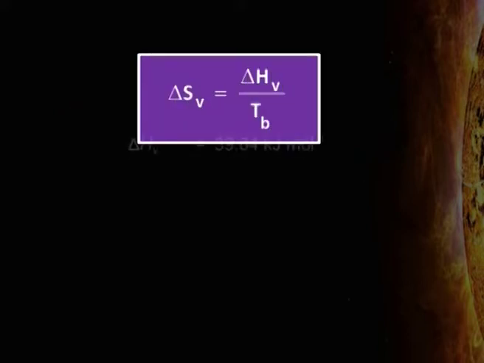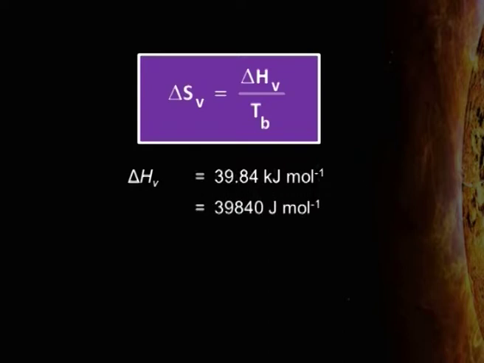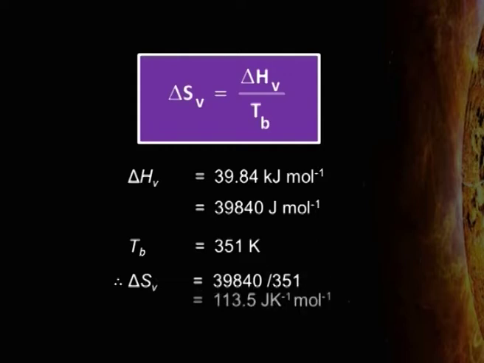In the problem, delta HV is given to be equal to 39.84 kilojoules per mole, which will be equal to 39840 joules per mole, and boiling point is given to be equal to 351 Kelvin. Therefore, delta SV will be equal to 39840 divided by 351, which is equal to 113.5 joules per Kelvin per mole. Here is another example in which entropy change of fusion will be used to calculate the temperature at which melting will take place.